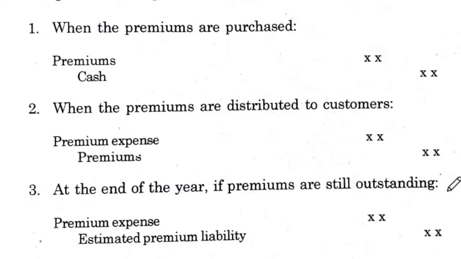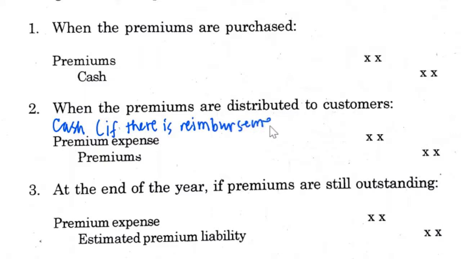Aside from that, since I will be receiving money from the customer, there is an additional debit to cash. So an additional cash if there is cash out or reimbursement from the customer or payment from customers. So, additional debit to cash if the customers will have to pay or add on to get the premium. But if none, then debit premium expense, credit premiums.